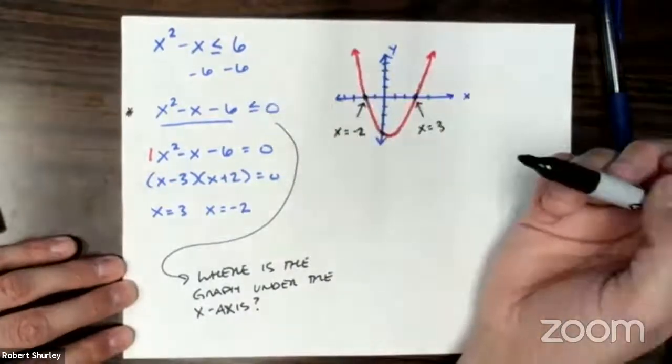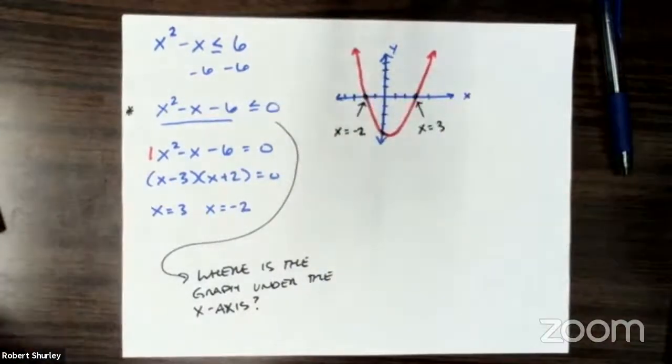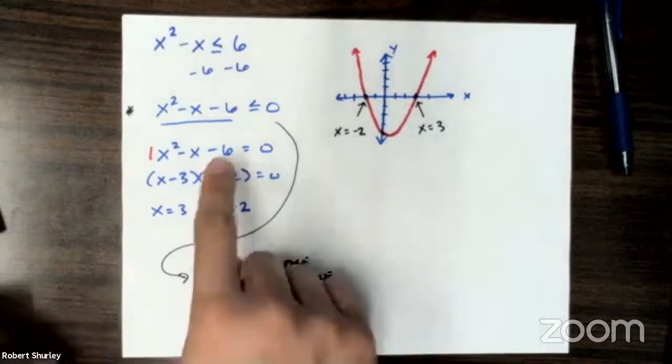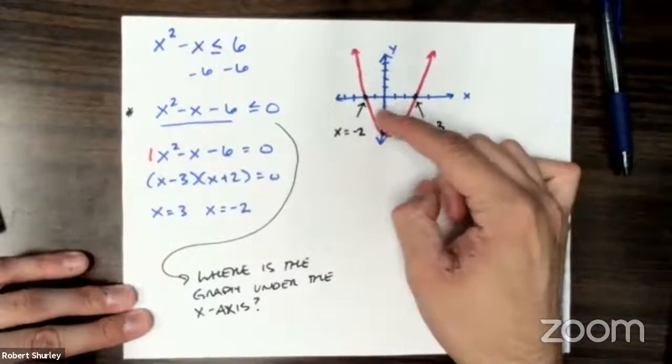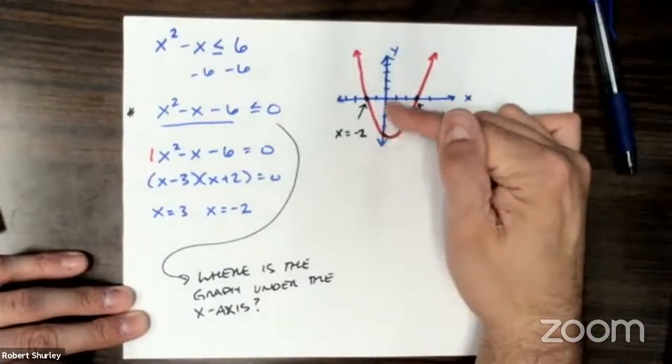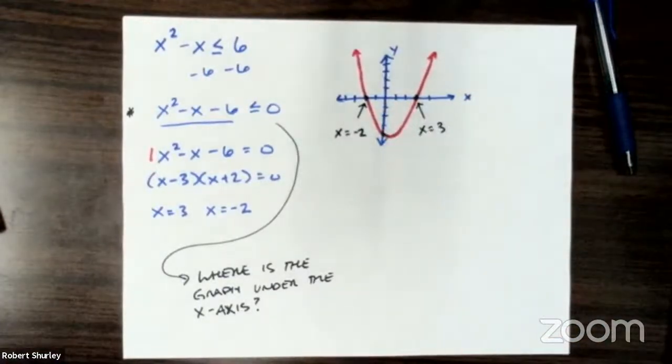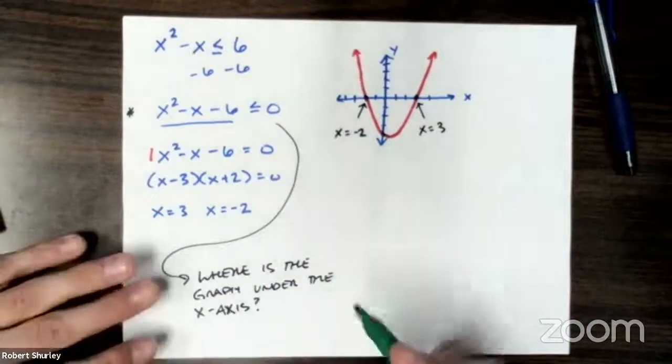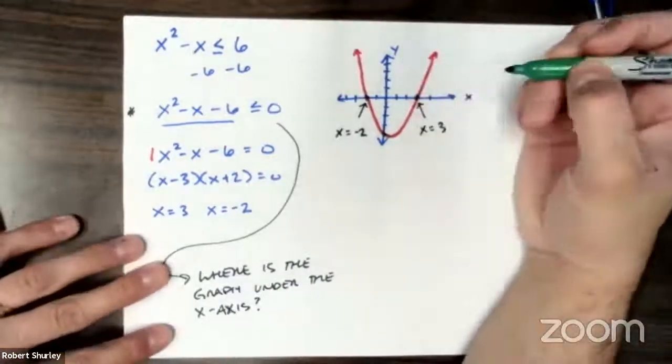Because it's a less than, okay? Because it's a less than, I want to know where is it under the x-axis. Where are the y values negative? Well, they're negative below this x-axis, okay? They're below down here. So let me draw this thing up. Let's use another color. As many colors as we can today, okay? We're using up all our marker collection.